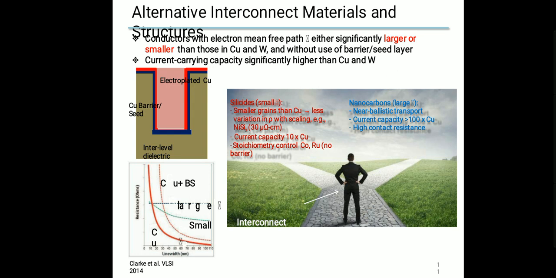In the diagram we see the Cu barrier seed or electroplated copper and interlevel dielectric. The graph we can see is decreasing. Resistance versus line width graph.